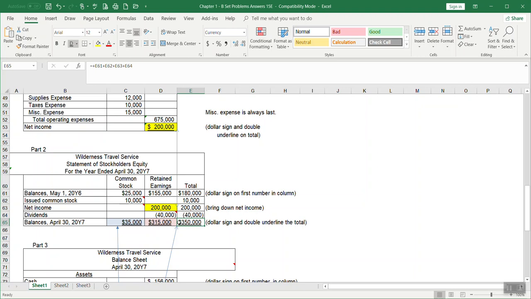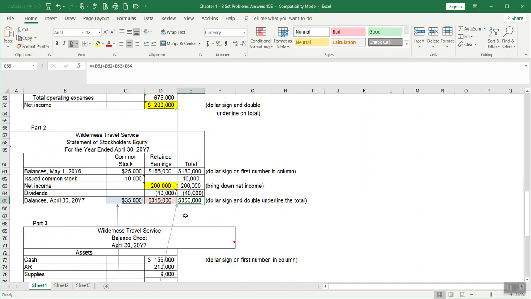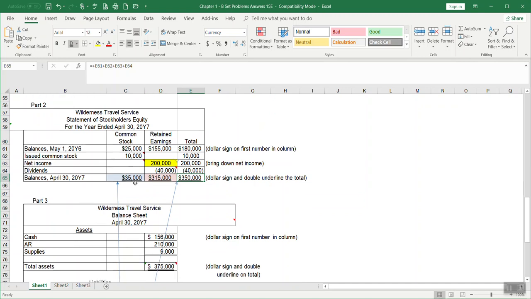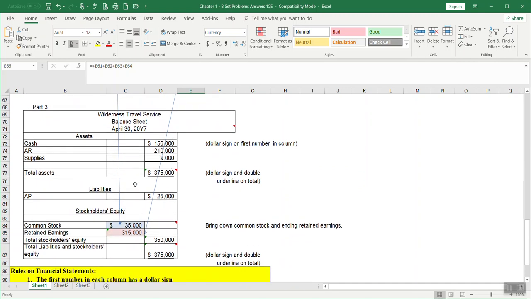So if I add horizontally or vertically, I will get 350,000. Now notice, same rule here. Dollar sign on the first number in each column, dollar sign and double underline on the totals. Now we will use this information in our balance sheet.